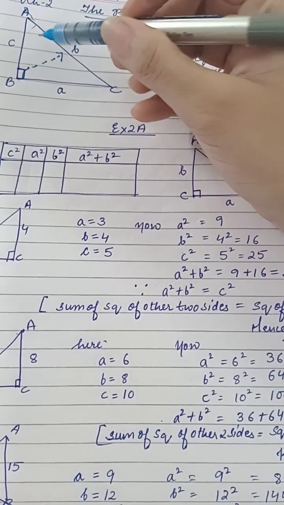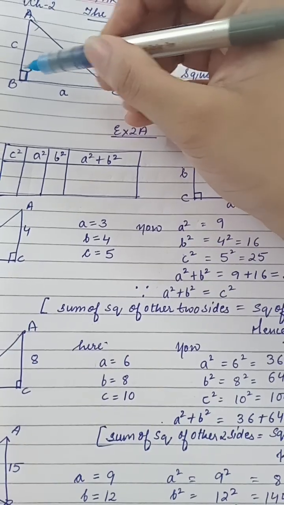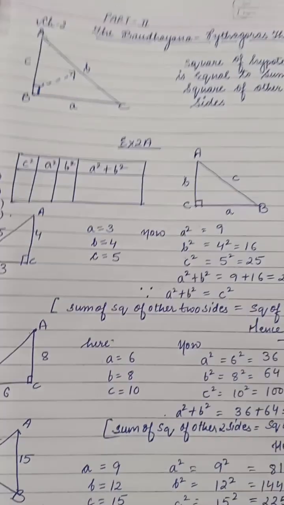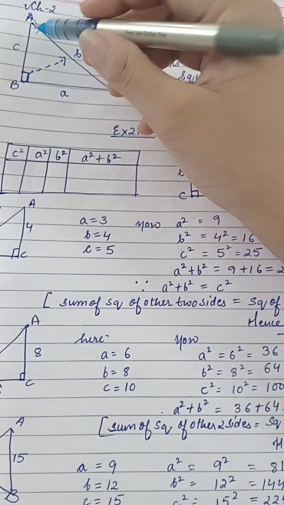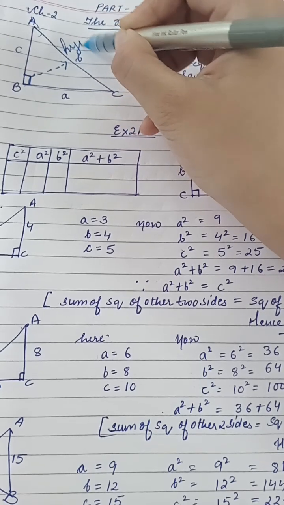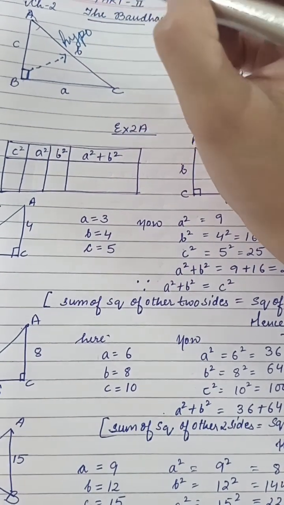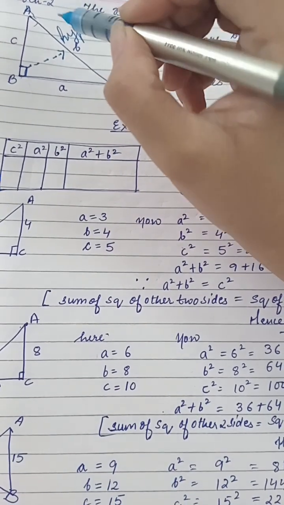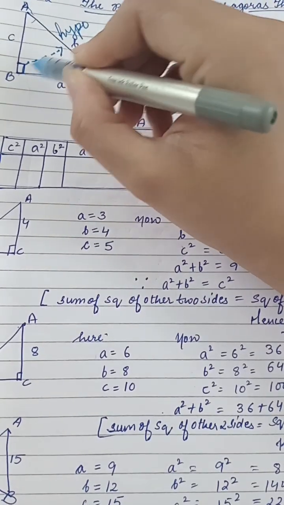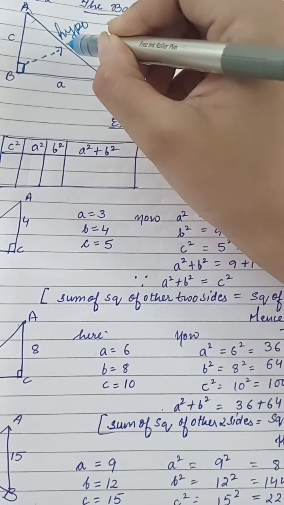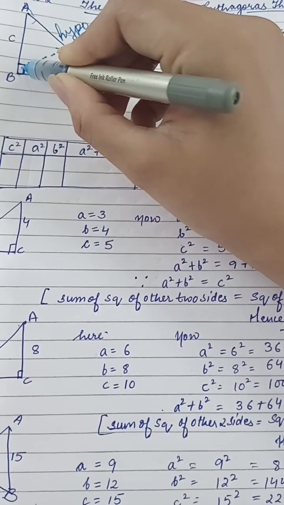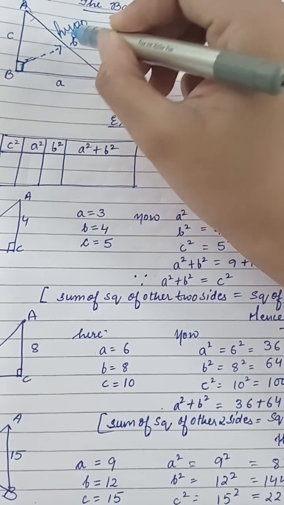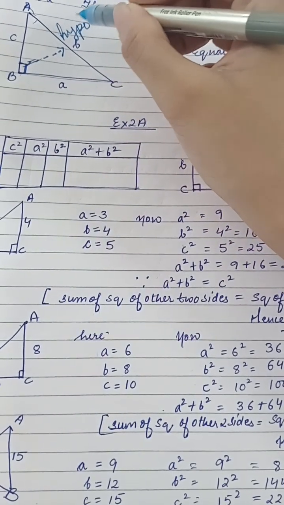Angle B is the 90 degree angle and its opposite side is AC, and this AC is known as the hypotenuse. So what is the hypotenuse? It is the side of a right angle triangle that is always facing opposite to 90 degrees. This is the main thing to recognize what the hypotenuse is.